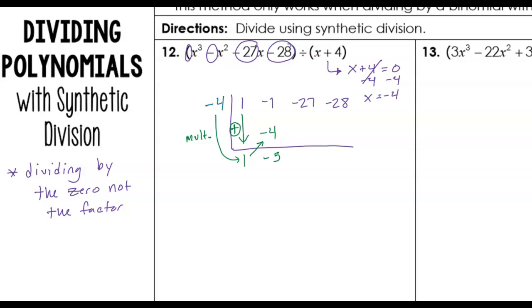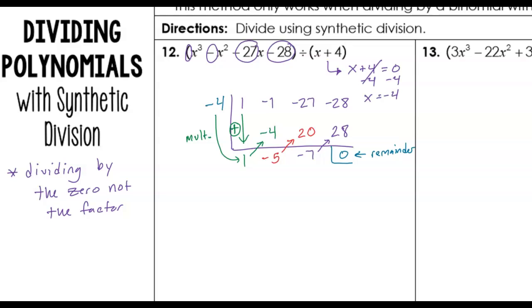And then you just have to repeat. I guess I should do different colors. -4 times -5 is 20, and then you add them together. Negative 27 plus 20 is negative 7. And then you multiply. Negative 4 times negative 7, and you get a positive 28. And then you add negative 28 plus 28, and you get 0. The last number is always your remainder. Because our remainder here is 0, it means we really don't have a remainder.